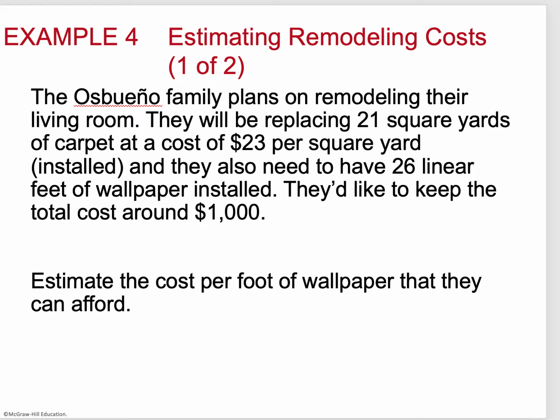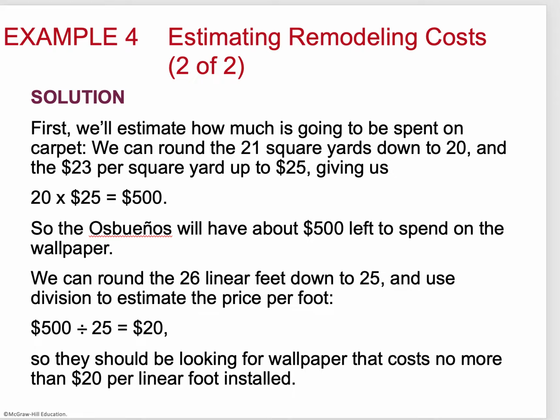Here's another example. So in this example, I'm working with 21 square yards of carpet at $23 per square, and they'd like to keep the cost around $1,000. Again, I'm estimating a cost, so I want to round up. So let's say $23 rounds up to 25. 21 square yards, I could round down to 20, which is roughly $500. $500 divided by 25 is $20. So they should be looking for wallpaper that costs no more than $20 so they can stay under their budget, because they have to get the carpet and the wallpaper.